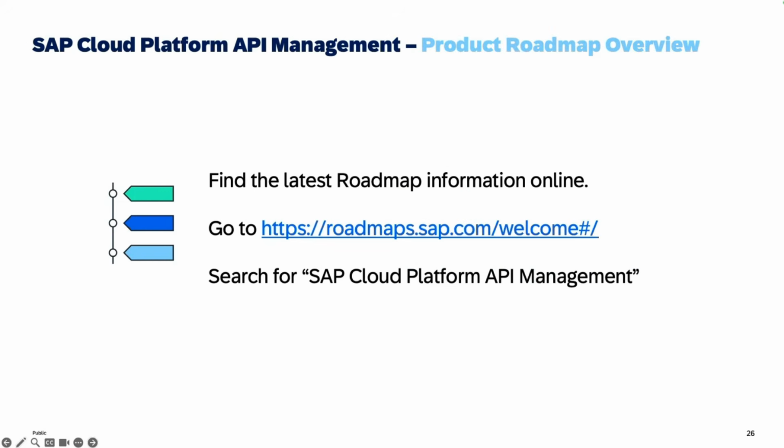So now we covered all the technical parts. If you want to know more about SAP and where we're heading with API management, the Roadmap Explorer is the place to go. You can find detailed information about upcoming features, innovations, and long-term plans by simply searching for SAP Cloud Platform API Management on the SAP Roadmap site. It's a great way to stay aligned with future capabilities and plan your own roadmap accordingly.